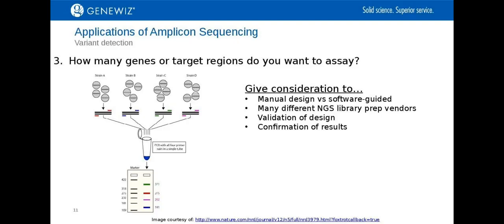So give consideration to manual versus software-guided designs for this multiplex PCR. You could certainly save money designing your own panel, but there are inherent risks with this. This is why there are so many vendors that offer their own software and library prep kits that you could buy for multiplex PCR. If you do want to do your own design, please do give consideration to validating your design. Many researchers will perform individual PCR reactions with the primer sequences they're using in their multiplex PCR pools to prove that the loci are being amplified.